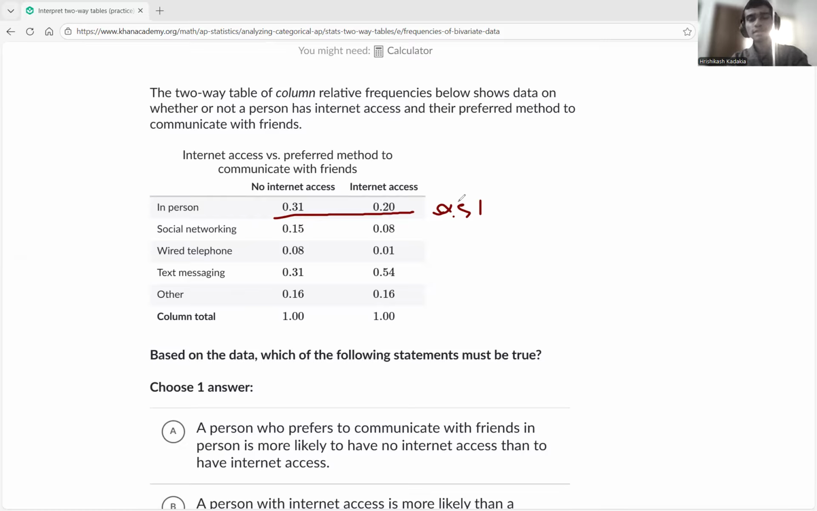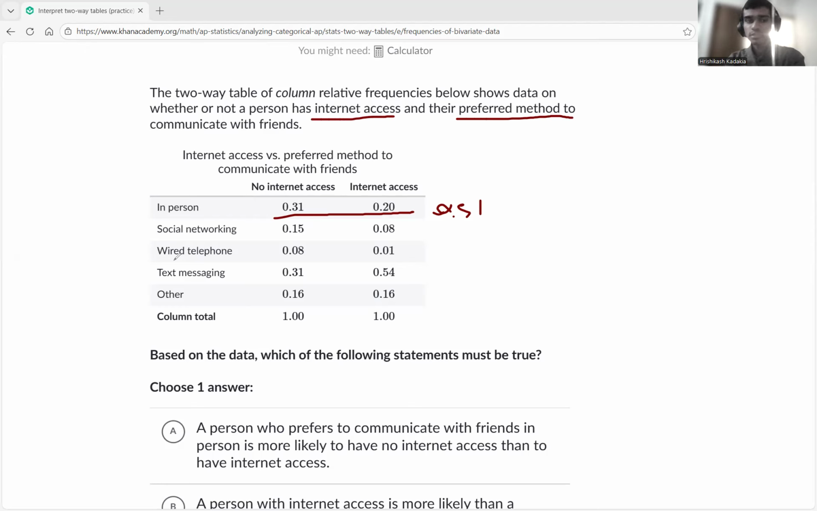We can say that these many percent of people with no internet access like this and that. But for these many percent of social networking people, we can't conclude accurately. So yeah, this is just showing whether a person has internet access and the preferred method of communicating with friends.